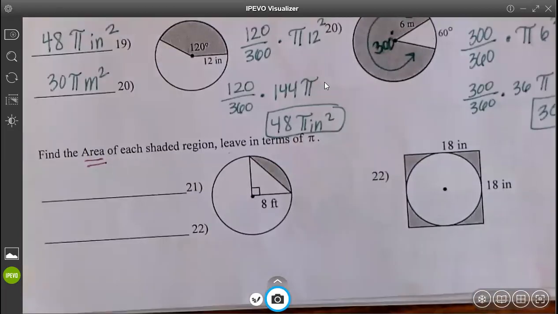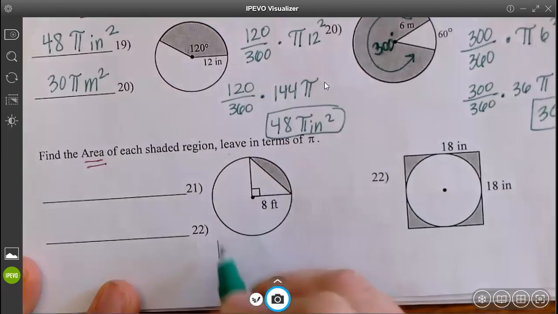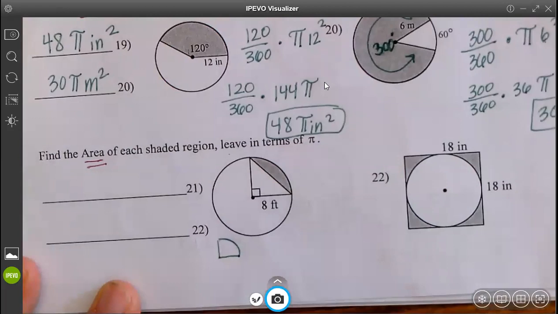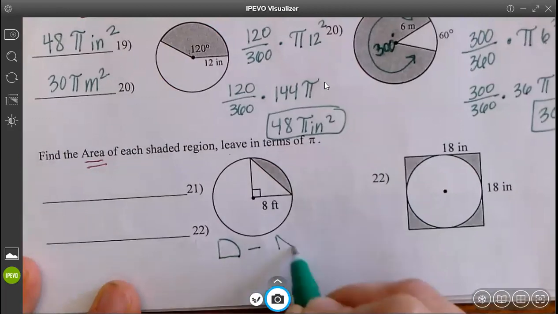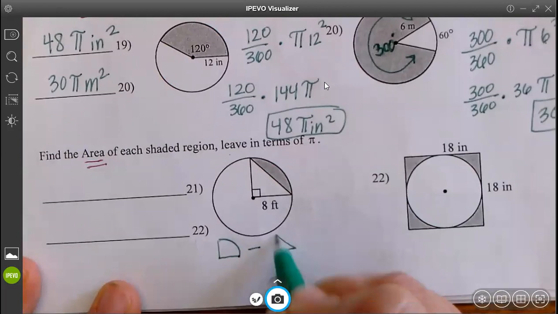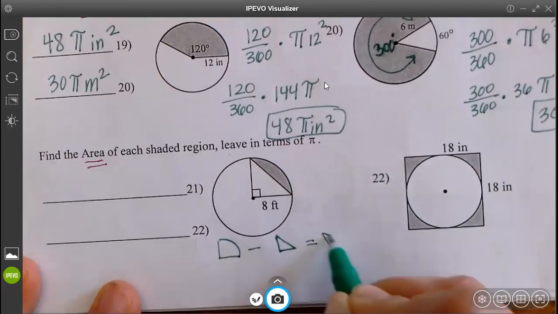So these are the ones that are like slivers or pieces that you're going to either have to take away or put together. So this one here, this one is where we're going to find the area of the entire piece of pizza. And we're going to take away the triangle so that we have just the crust.